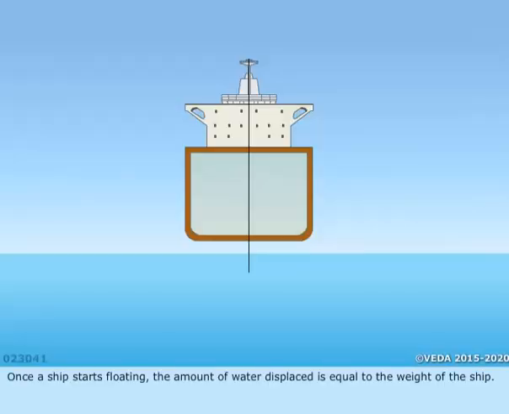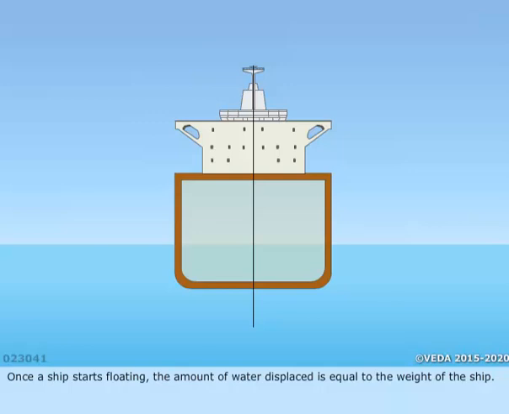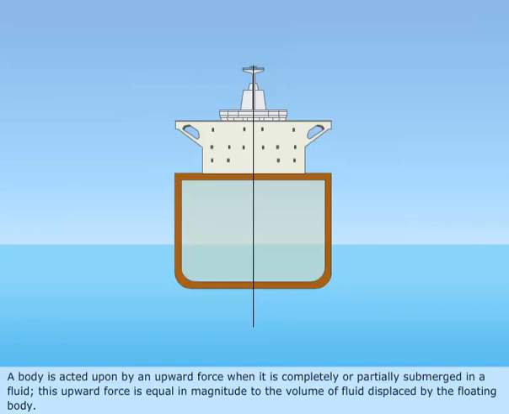Once a ship starts floating, the amount of water displaced is equal to the weight of the ship. This principle of flotation is known as the law of buoyancy, or the law of flotation. According to this law of flotation, a body is acted upon by an upward force when it is completely or partially submerged in a fluid. This upward force is equal in magnitude to the volume of fluid displaced by the floating body.